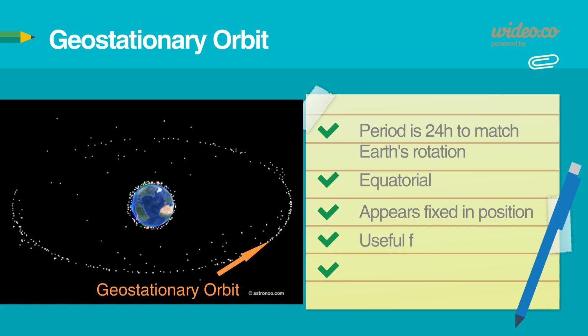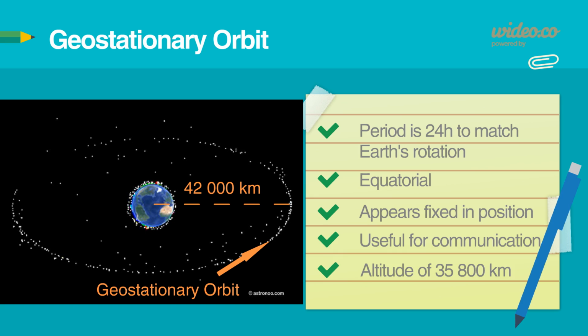From the Earth, the satellite appears to be stationary in the sky, always located in the same position. This is useful for communication satellites because the receiving dish need only point to a fixed spot in the sky in order to remain in contact with the satellite. The radius of the orbit for a geostationary satellite is approximately 42,000 kilometers, that is, an altitude of 35,800 kilometers.